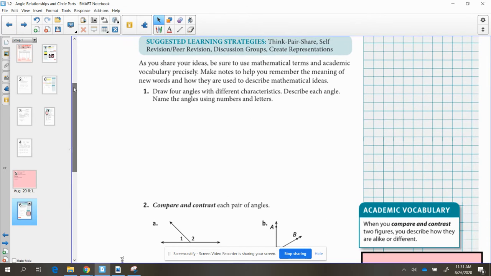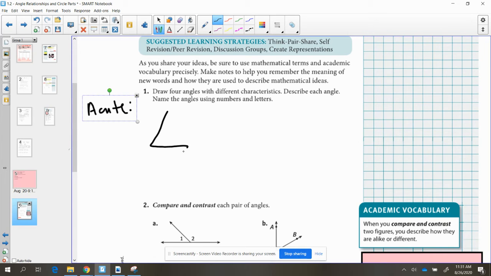Now, what we're going to start by doing is drawing those 4 vocab words, and we're going to start with the acute angle. So when we have an acute angle, that's going to be an angle between 0 and 90 degrees, but it does not measure 90 degrees. So we're going to call our angle A, B, C, or we'll call it angle 1, depending. And this angle, you can see it is less than our 90 degrees.